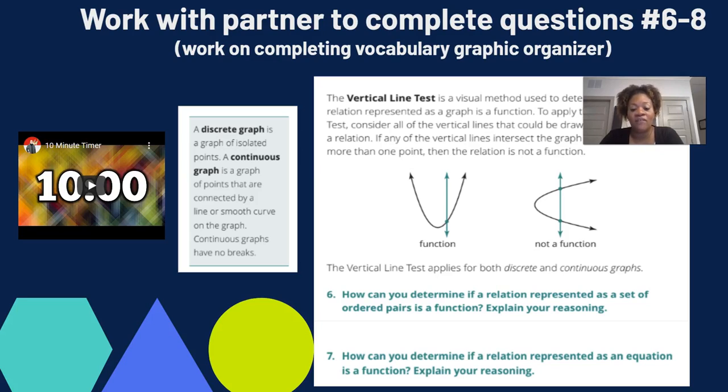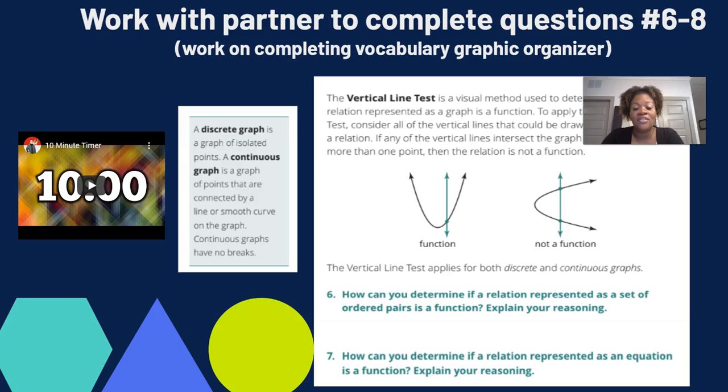So one way to determine a function is by the vertical line test. Remember, vertical is straight up and down. So the vertical line test is a visual method used to determine whether a relation represented as a graph is a function. So you can take whatever writing utensil you're using, and when you have a graph, you're able to use the vertical line test and draw a straight line through the graph at any point. So you may draw multiple lines, and as long as the line hits the graph one time, it is a function. So like the graph on the left.